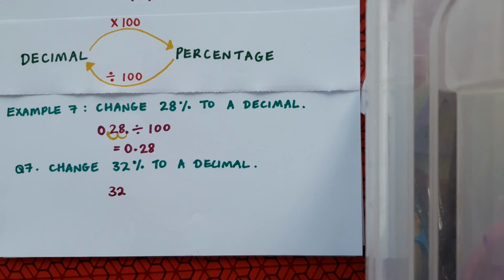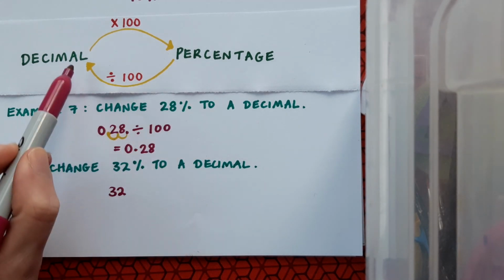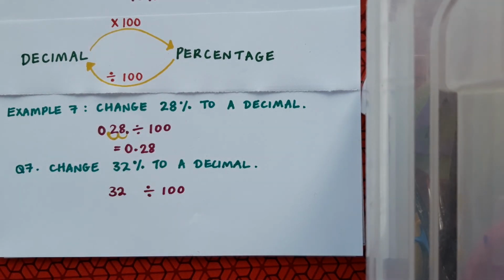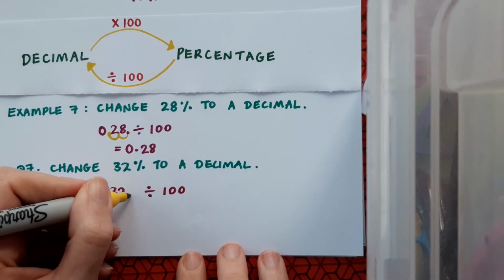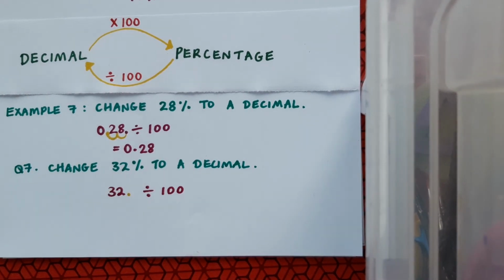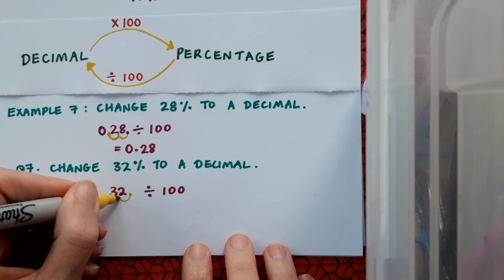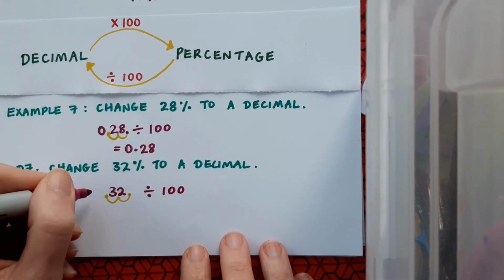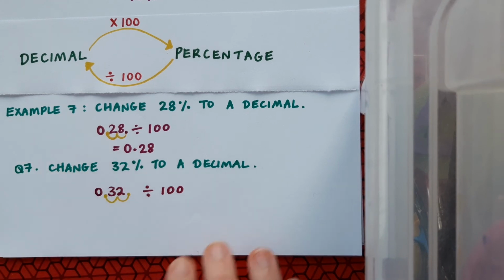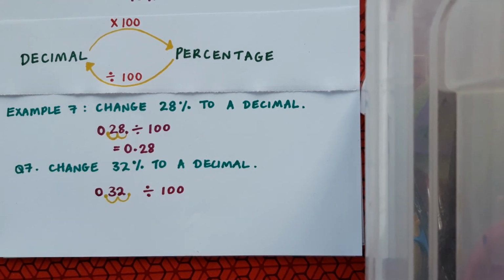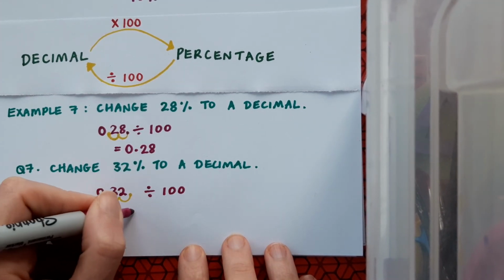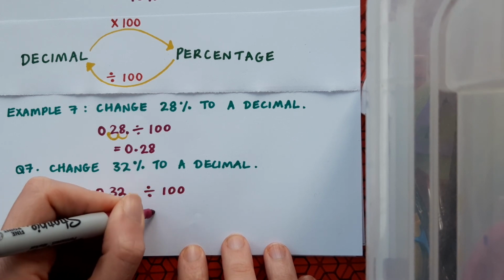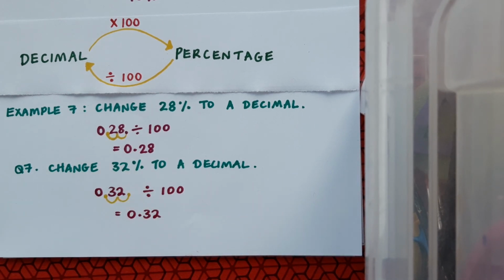So I'll take 32, and again, to change from percentage to decimal, I'll just divide by 100. I'll locate my decimal point in my number 32, and it's at the end there, and I'll move it 2 places to the left. If I like, I can put a 0 on the far side of it, so I've got a figure to hold that place. And my answer then is going to be 0.32. So 32% as a decimal is just 0.32.